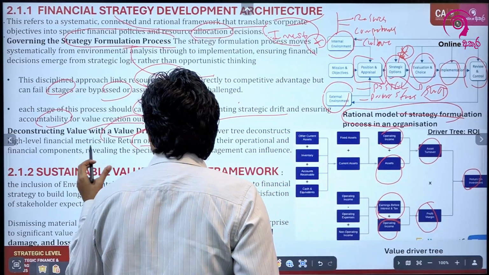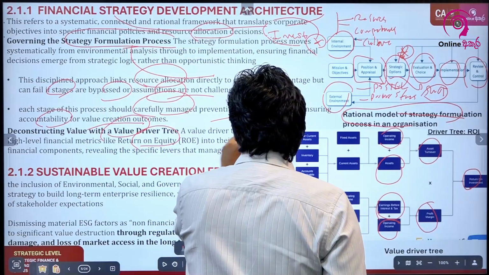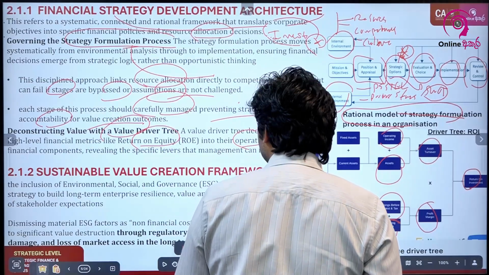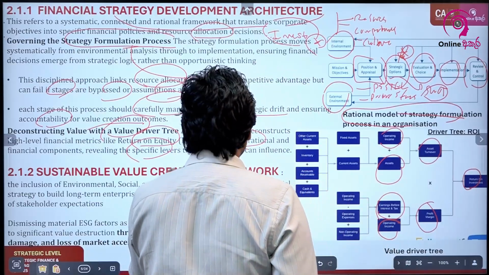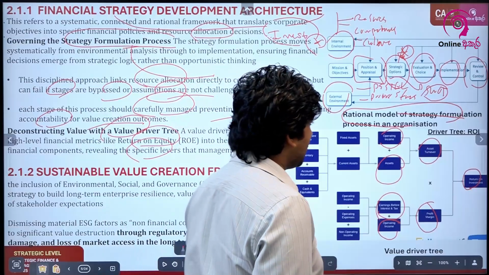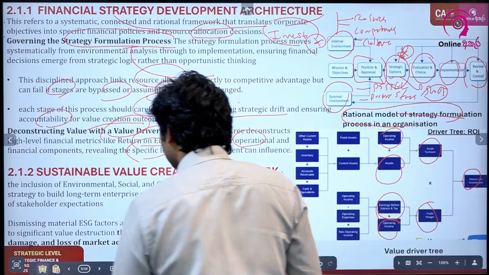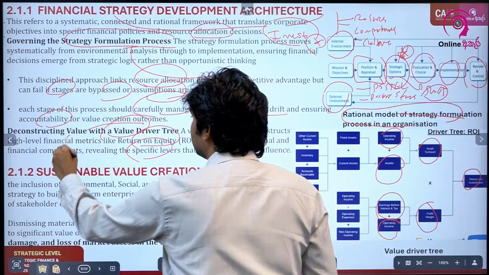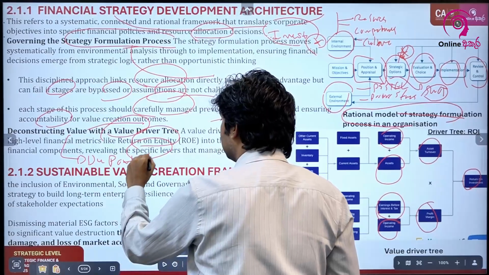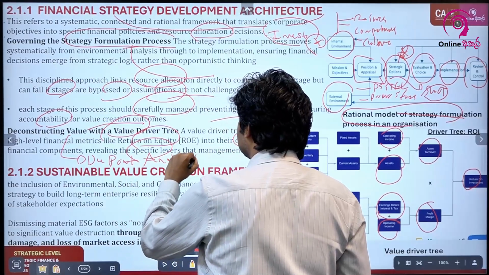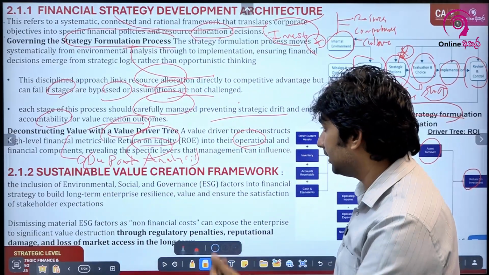So you can use the value driver tree to see whether your operational processes are actually delivering value to the organization. This is a breakup that you can use to see where value is created or where value is exactly lost. In financial literature, we also call this the DuPont analysis. You would all have heard the same under a different name, DuPont analysis. The value driver tree and the DuPont analysis are actually the same thing.